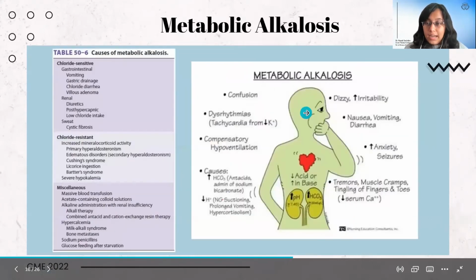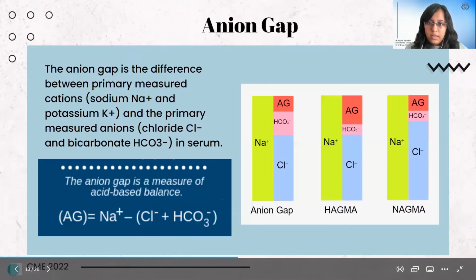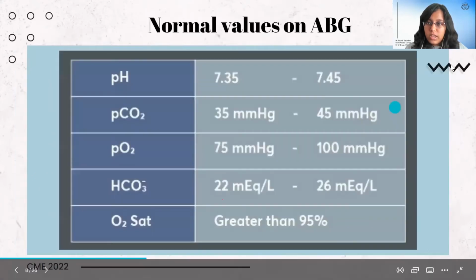Next, metabolic alkalosis. What will be the pH here for metabolic alkalosis? Patient with metabolic alkalosis, what is the pH? More than 4.5. Are you sure? Anyone else? More than 7.5. More than 7.35. More than 7.45. Okay, we will go back to it. More than 7.45, right?